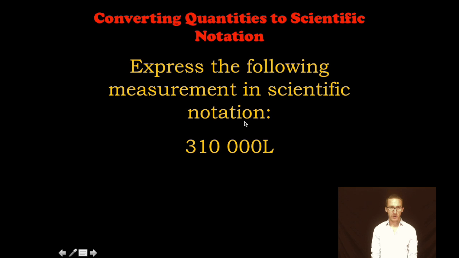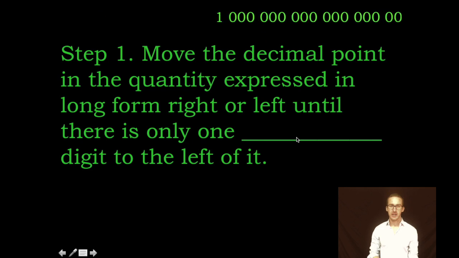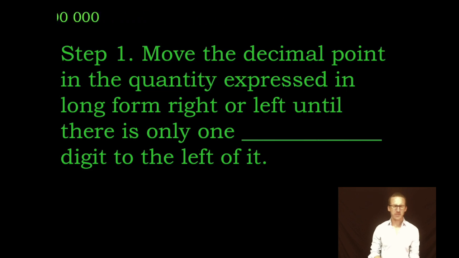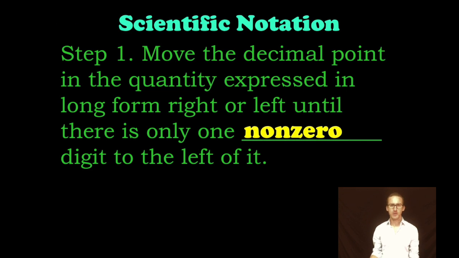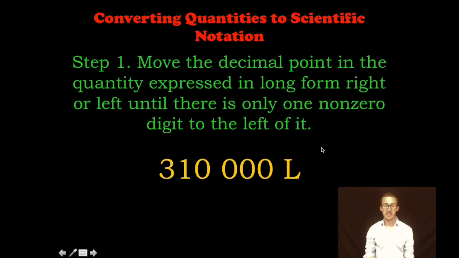So how do we convert between standard notation and scientific notation? Let's take a look at an example. 310,000 liters. Step one is move the decimal point in the quantity expressed in the long form or standard form, right or left, until there's only one non-zero digit to the left of it. Even though I don't have a decimal present here, if I did, it would be right there. And in this case, I'm going to move it to the left until I've got one non-zero digit, in this case the three, to the left of it.